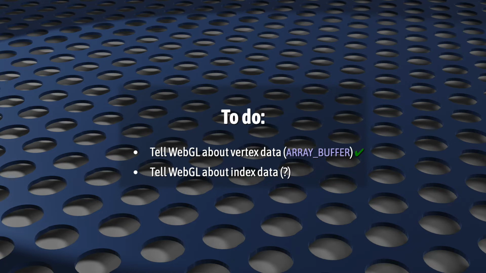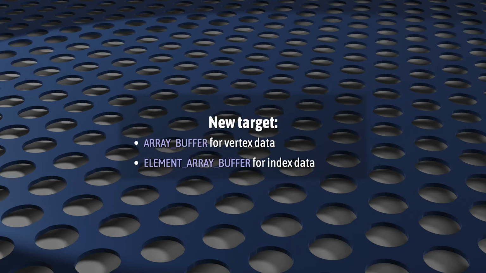We can't use array buffer, so we need another target. And WebGL provides one just for index data, and this one is called element array buffer. This whole subject of targets can be incredibly confusing, so my next video will be all about objects and targets, and I'll go into this in much more detail. But for now, what I think you need to know is this.